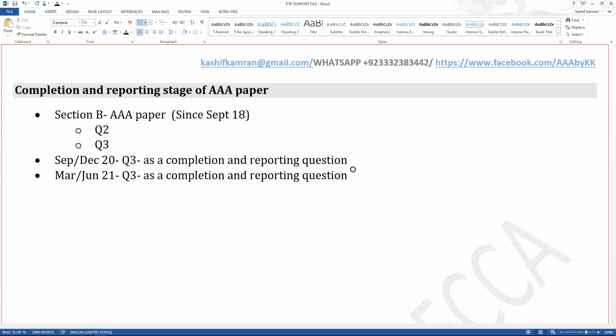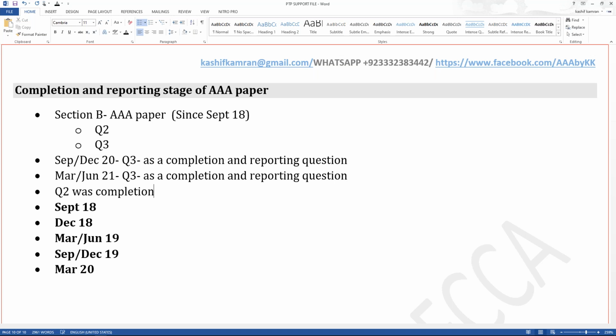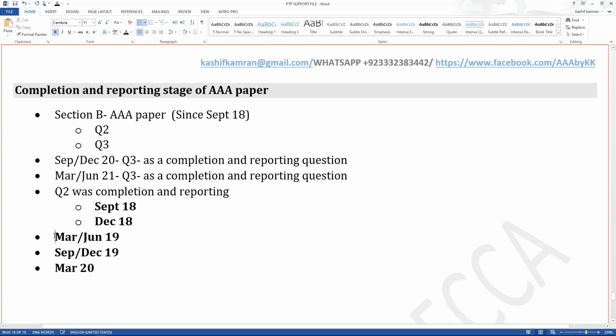Now, when you look at the exam sittings other than the recent ones, suppose you look at the September 18 exam sitting, the December 18 exam sitting, the March, June 19 exam sitting, the September, December 19 exam sitting, the March 20 exam sitting available, in all these exam sittings, the examiner used question number 2 as the completion and reporting question. But in the last 2 recent exam sittings, because we're looking at a hybrid paper, September, December and March, June, the examiner has now made question 3 the completion and reporting question. But in these earlier papers, question 2 was completion and reporting. So don't get distracted. I believe when you look at the September 21 exams, there will be a question 3 on completion and reporting, because that's the recent track of the examiner.